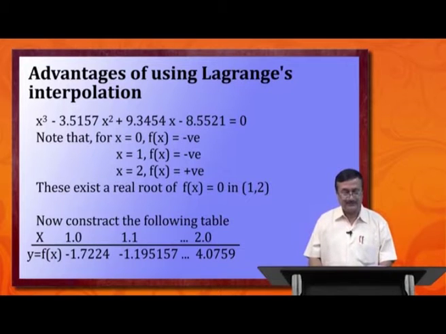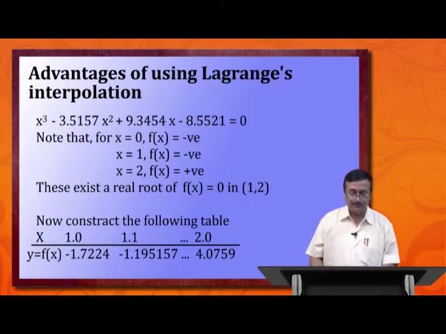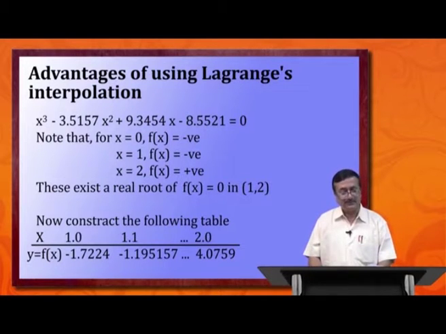Here we see that at x equal to 0, f(x) is negative, at x equal to 1, f(x) is negative, but at x equal to 2, f(x) is positive. According to our assumption, we conclude that there is no root between 0 and 1, but there is exactly one real root between 1 and 2.